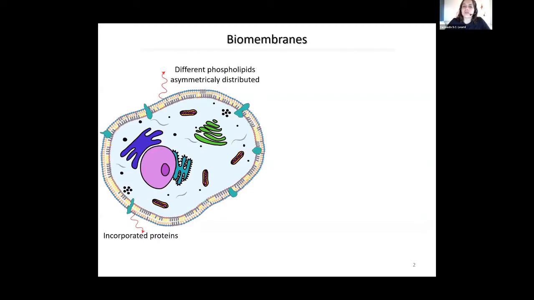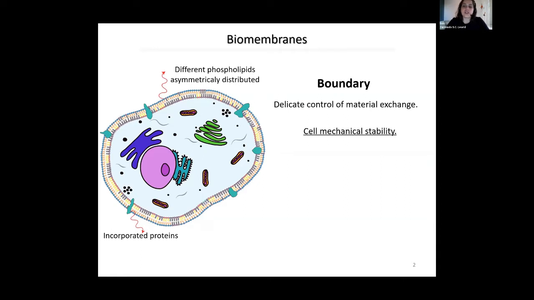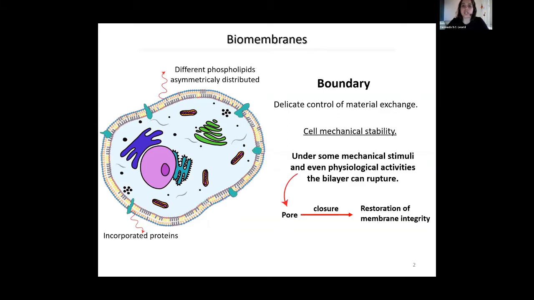The cellular biomembranes, mainly composed of different phospholipids and incorporated proteins, act as a boundary for the cell, separating its intra and extracellular media and creating a delicate control of material exchange between these two. Besides that, it also plays an important role in the cell mechanical stability. Under some mechanical stimuli and even physiological activities, the bilayer can rupture through the opening of a pore that will tend to close, allowing the restoration of the membrane integrity. And this ability to reseal a pore defines whether a cell will survive after a stimulus that can cause the membrane to rupture.